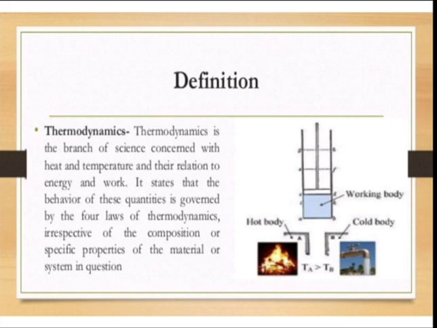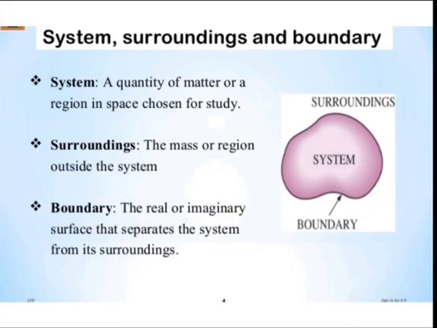So, system, surrounding and boundary. System means what? A quantity of matter or a region in space chosen for study. So see, you have taken some liquid in a beaker. Then this beaker is our system and the remaining part is the surrounding. So any quantity which is taken in a proper apparatus is our system, and this is chosen for study.